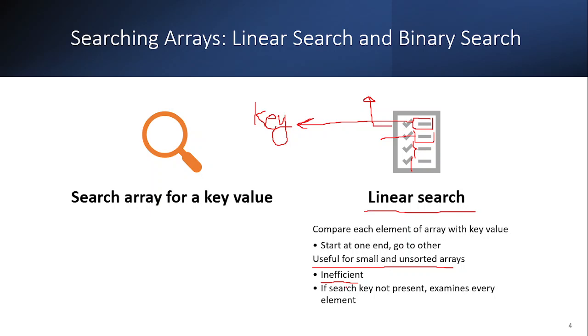So then what do you need to do? If the search key is not present, then it has to examine every element. So that is another part of it. If we have an array that is in sorted order, we can search for a value much more quickly with another algorithm, and that algorithm is the binary search algorithm. I'll implement the linear search for you, and then we'll look at the binary search, or let's look at the binary search first.